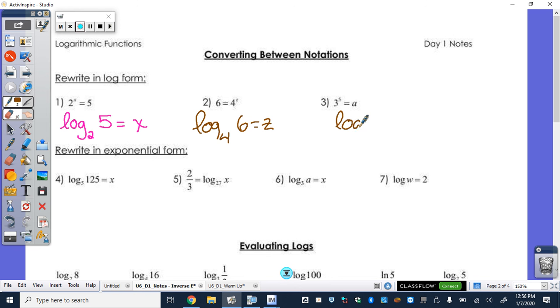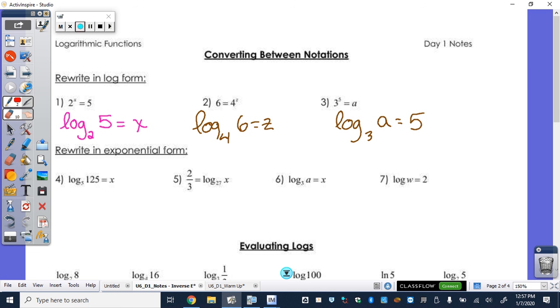So for that third one, what's our base? 3. So we would put log base 3. Then what comes next? A equals 5. Always equals your exponent. The base is always down there with log. Then your answer then equals your exponent.